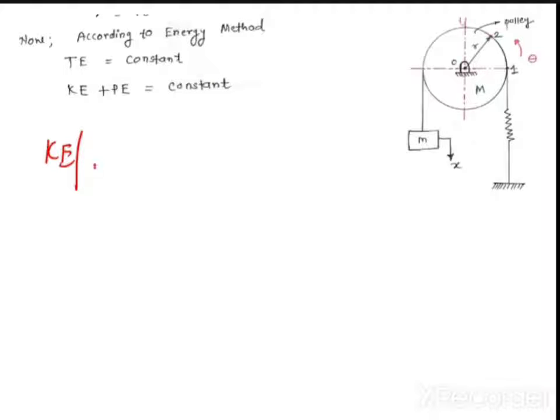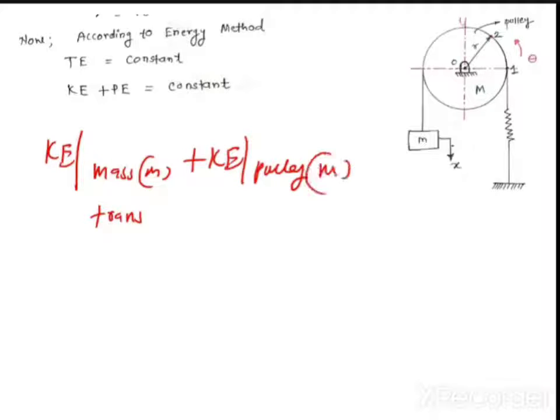Kinetic energy of mass m. Translational or rotational? You have to first of all write down that. Kinetic energy of mass m is translational, plus kinetic energy of pulley. There will be the kinetic energy of pulley also, no? Because pulley is also having a mass capital M. They have given you the pulley of mass capital M. So what will be the kinetic energy of pulley? Rotational or translational? Rotational.